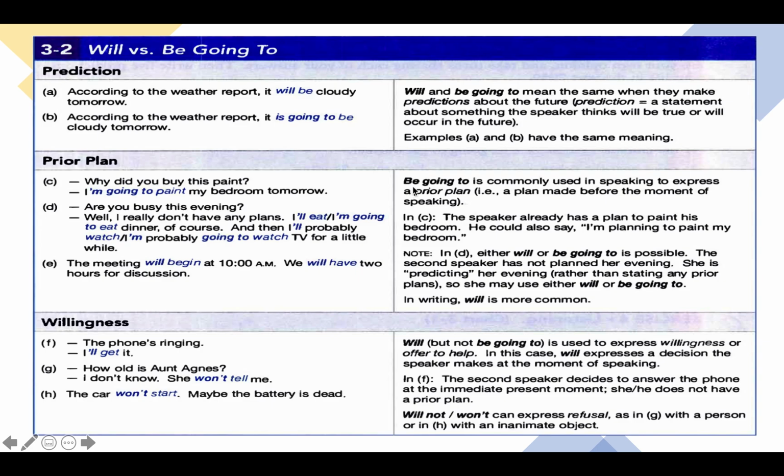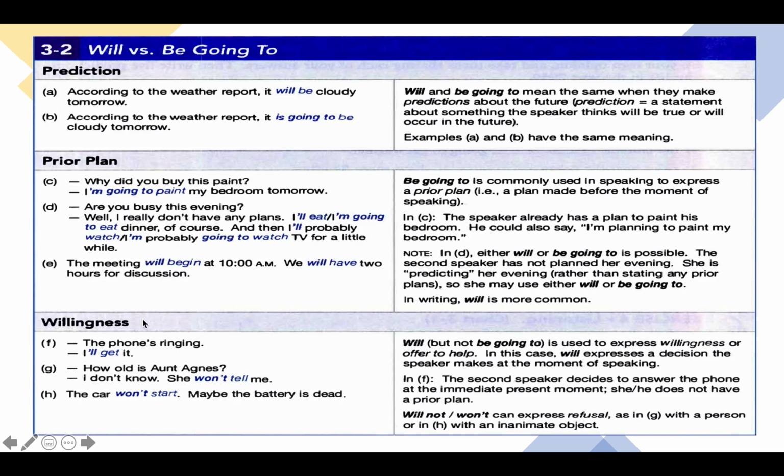So in this case, be going to is commonly used in speaking to express a prior plan, a plan made before the moment of speaking. In C, as we have explained, the speaker already has a plan to paint his bedroom. He could also say, I am planning to paint my bedroom, okay? In the other ones, examples D and E, we are not really talking about a prior plan. We are just talking about possibilities, predictions, so we can use either will or be going to. That's why we have both of them here, and the same thing here. But for the first one, we can use only be going to. So remember, we use be going to plus the simple form of the main verb when we want to express a future plan, right?